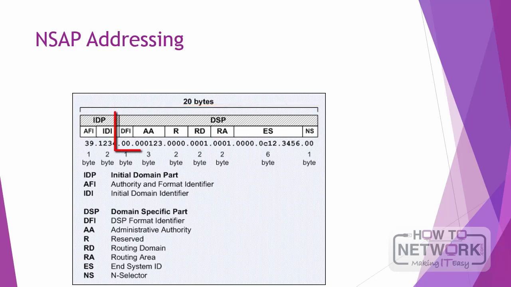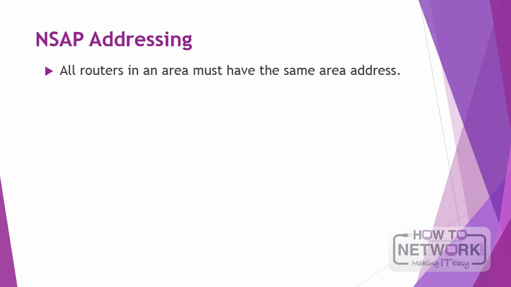Everything to the left of the system ID can be thought of as the area address of a network node. The big difference between NSAP style addressing and IP style addressing is that in general, there will be a single NSAP address for the entire router. All ISs and ESs in a routing domain must have system IDs of the same length. All routers in an area must have the same area address.